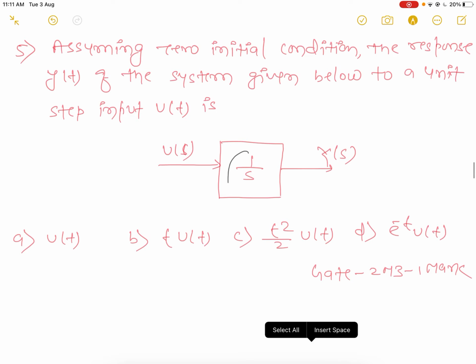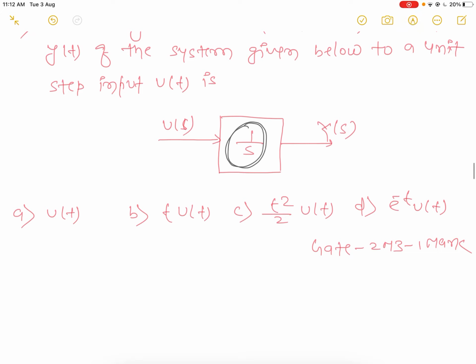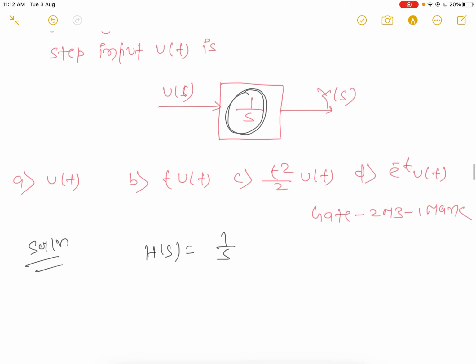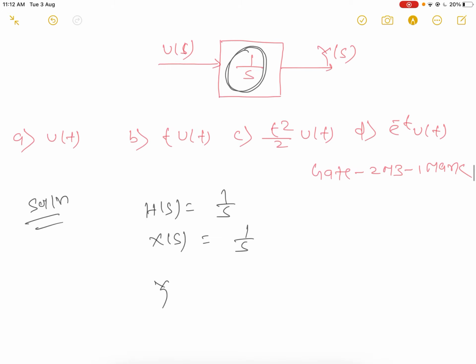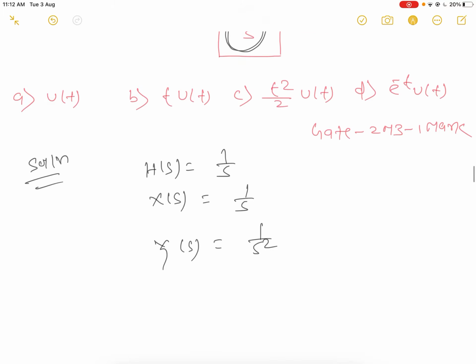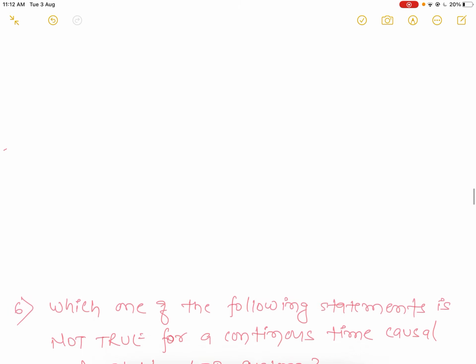Here the system is given. The impulse response of the system is given as 1 upon s, so H(s) is 1 upon s. Now X(s) is the unit step, so 1 upon s. Then the response will be 1 upon s square, and so y(t) will be t u(t). The right answer will be t u(t), option B. Now comes to the next question.